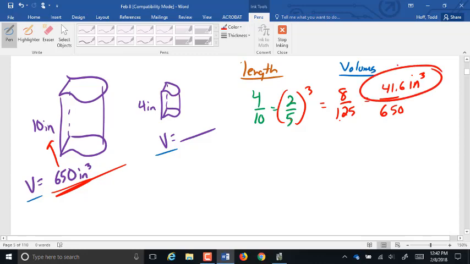If you had done 10 over 4, then the 650 would go on top. Doesn't matter if you reduce. If you didn't reduce, you'd just have 64 over 1,000. Works out to the same ratio.